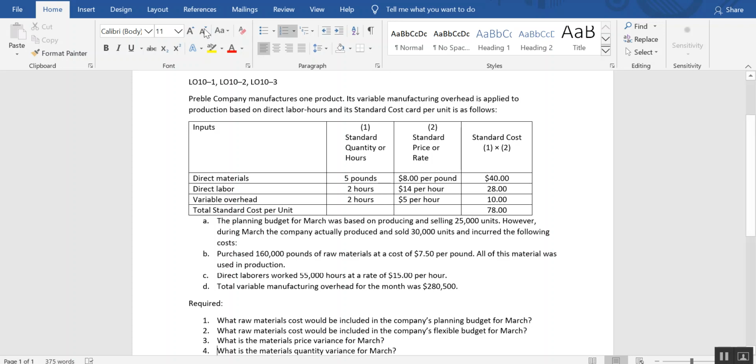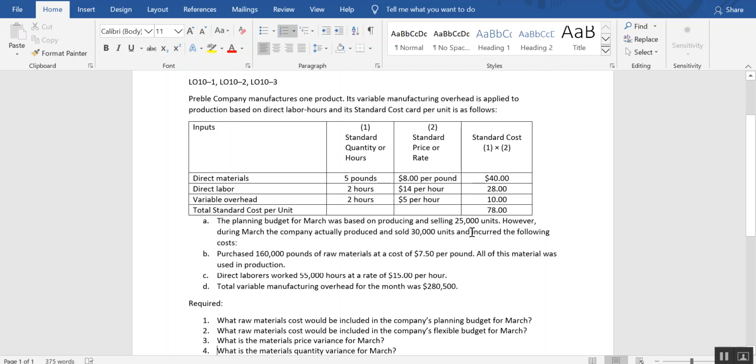With direct materials, you have a standard quantity of 5 pounds per unit with a cost of $8 a pound. That's about $40 per unit. For direct labor, you have 2 hours of direct labor for $14 an hour. That's $28 per unit. And then variable overhead, 2 hours times $5 per hour. That gives you $10 per unit. Our total standard cost per unit is $78. And then they give us these 4 facts about the company.